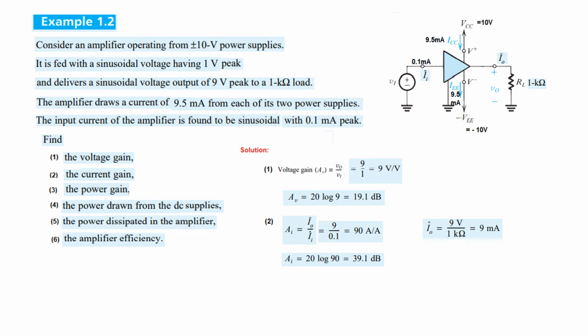And here also we take the log to get into the dB. So 20 log 90 is 39.1 dB.